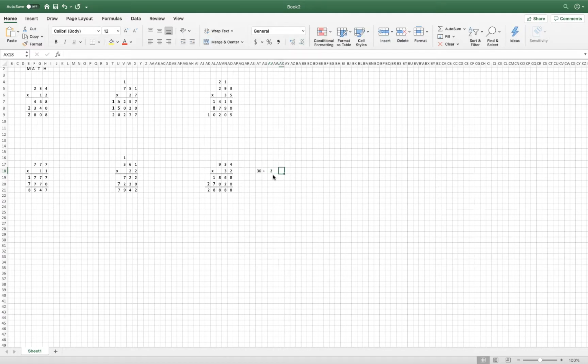Essentially what we're doing is multiplying the top number by 2 first, and we get 1868 on this line here. And then we multiply by the 30, so that's 30 times 934, which is 28,020. We just added a 0, which made it helpful, because then we're just multiplying by 3.